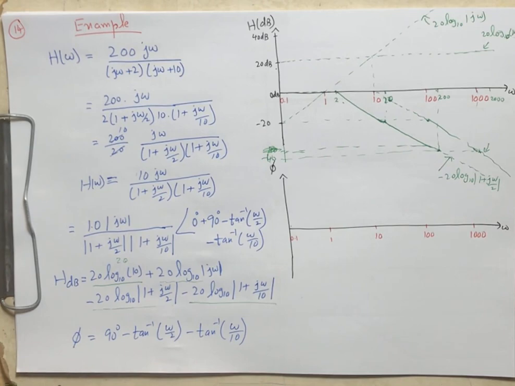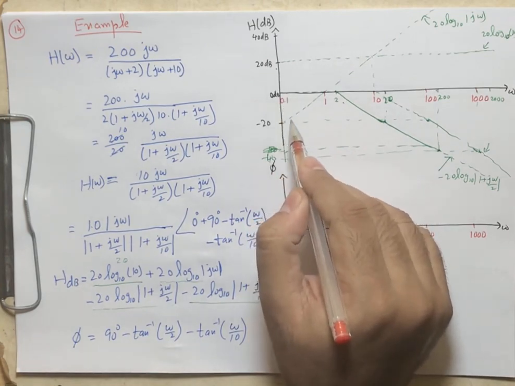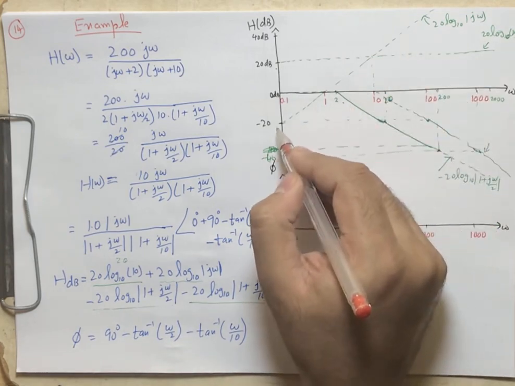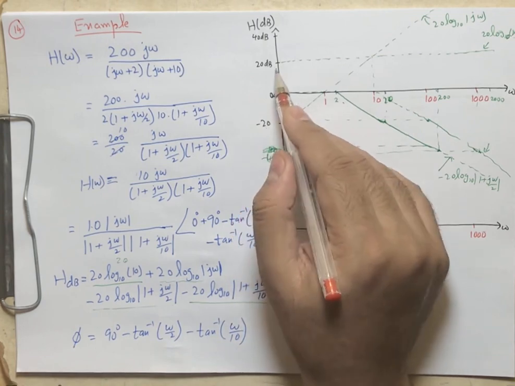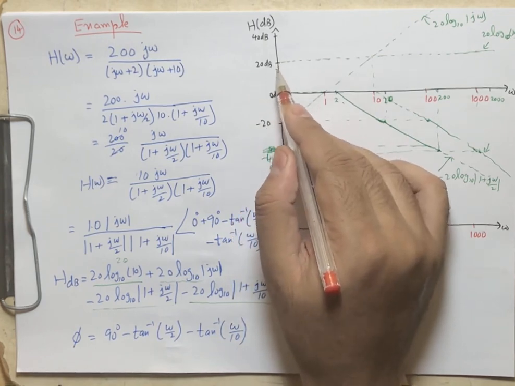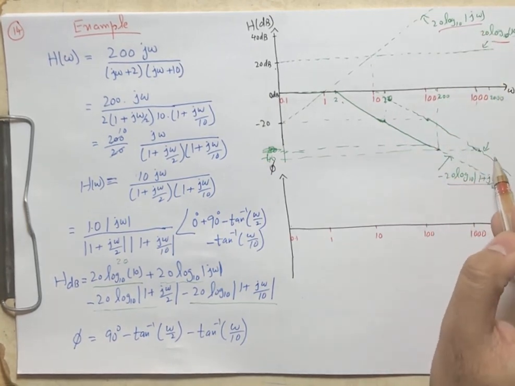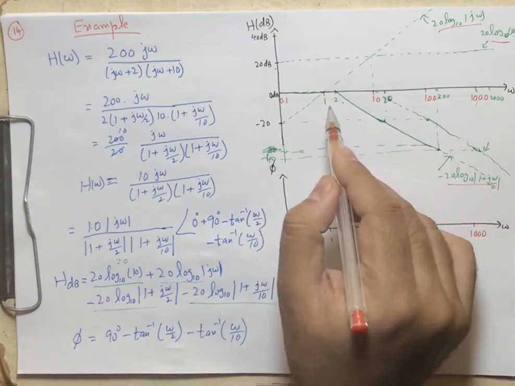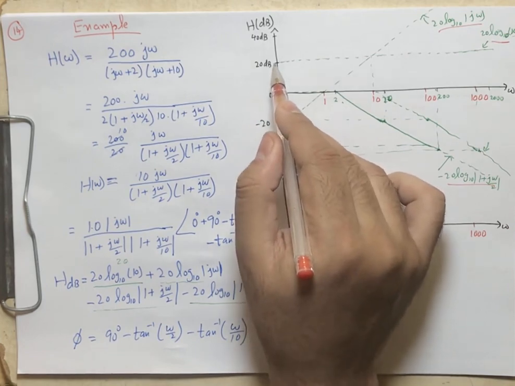So now I'm going to add them all. If I add them, as you can see over here, on every decade I have to add all the values. So one plot's value is minus 20, and the other value is positive 20 for this one. One is this one, second one is this one, third one is this one, and the fourth one is this one.